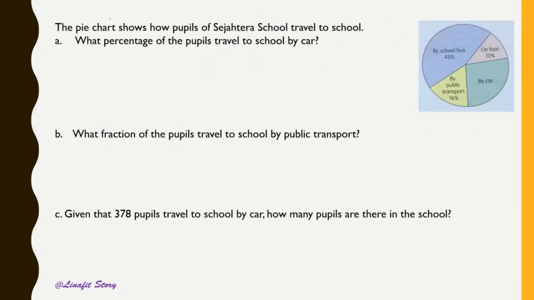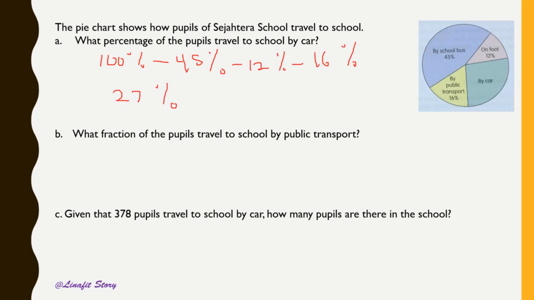The pie chart shows how pupils of Sejahtera School travel to school. A. What percentage of the pupils travel to school by car? As we know that the whole circle means 100%, the percentage of the pupils who travel to school by car will be 100% minus 45, minus 12, and minus 16, equals 27%. So 27% of the pupils travel to school by car.